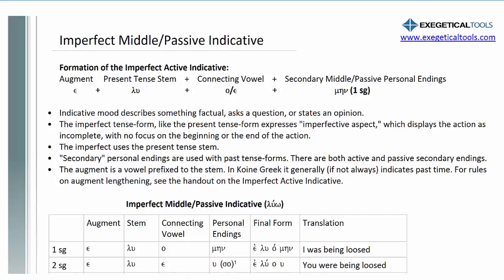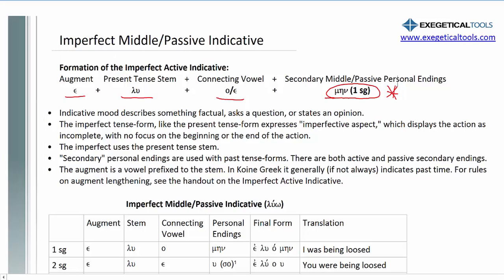So you'll see here that this is really very similar. Really the only difference is we're using a different set of endings. So you can see you still have the augment, the epsilon augment, and all the same rules for the augment apply, all the lengthening and the rules with diphthongs and those sorts of things. We still have the present tense stem, so in this case lu. We still have the omicron epsilon variable connecting vowel. It's just that we have these different endings, the secondary middle passive personal endings.